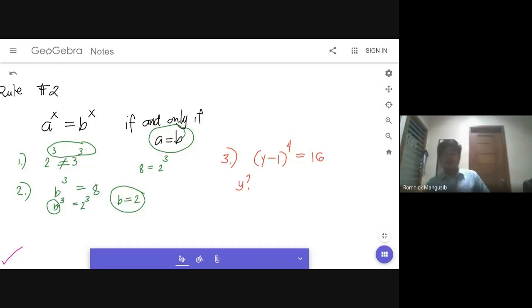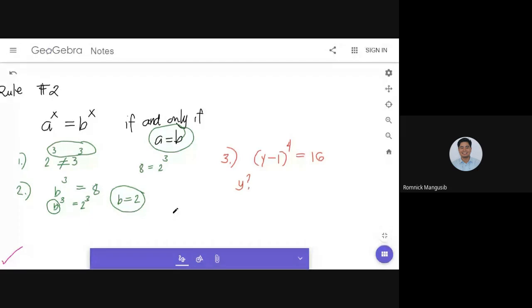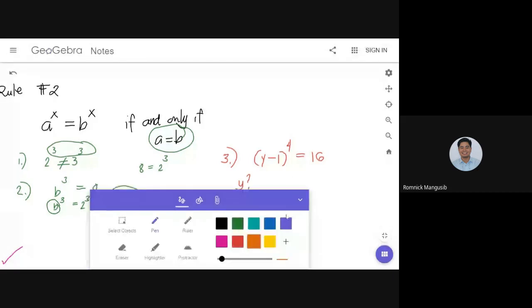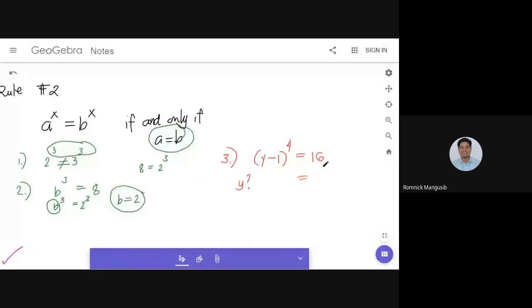Okay. So, isolve na natin. You can observe, class, that we can rewrite 16 such that its exponent is 4 if its base is 2. 2^4 is 16. So (y - 1)^4 is equal to 2^4. Now that we have the same exponents, class, bring down the bases. y - 1, bring down 2 as well. And so, y must be 2 + 1, y must be 3.